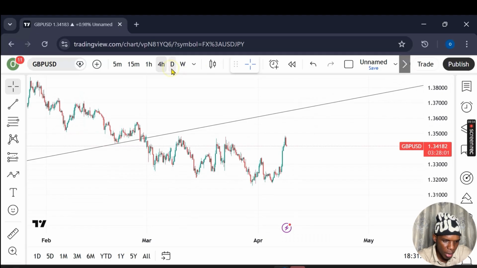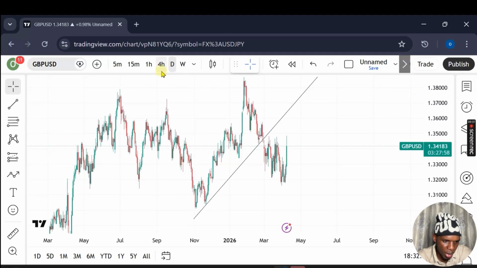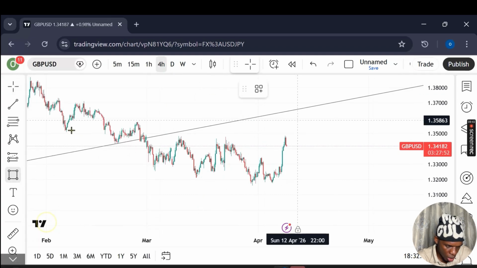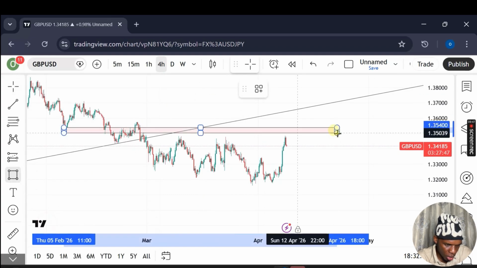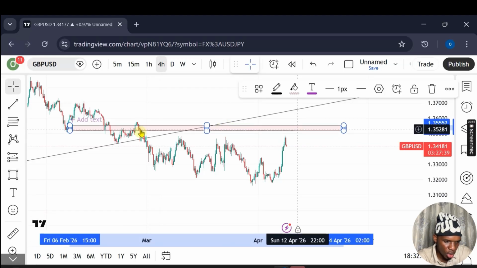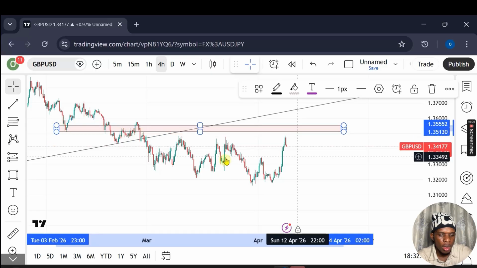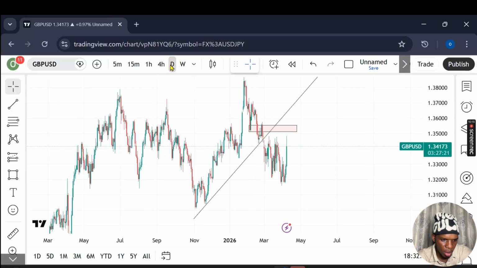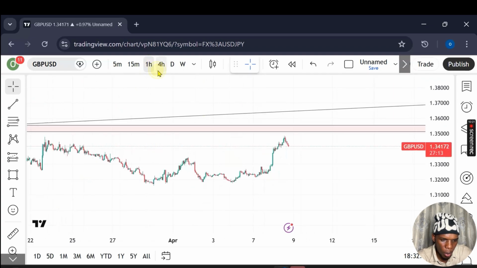Okay, looking at the chart now, the same thing I told you. This is GBP USD, and I'll be expecting the market to come to this area, exactly from this area. There's a supply zone here. So guys, there's a supply zone there, right? I'm waiting for the market to come back to this supply zone. Let me go to the daily time frame and look at it. So I'm waiting for the market to come back to that supply zone.